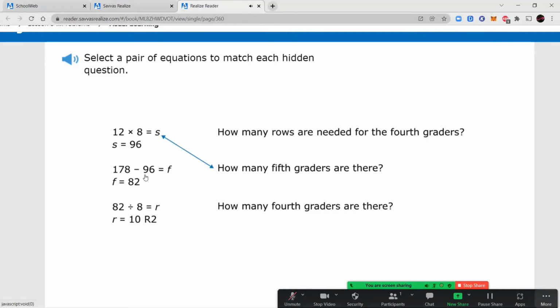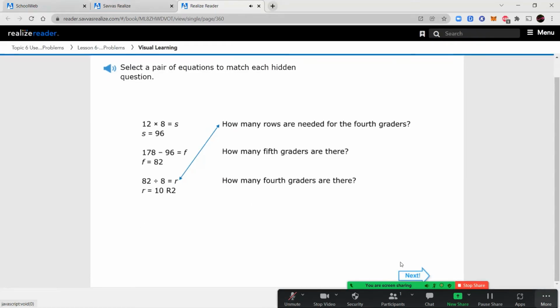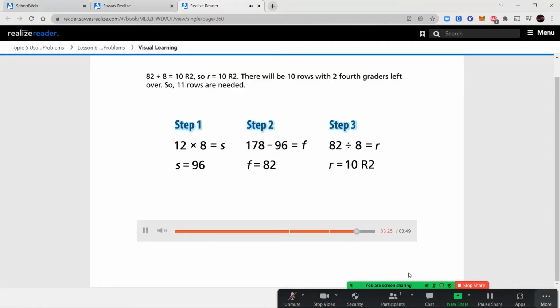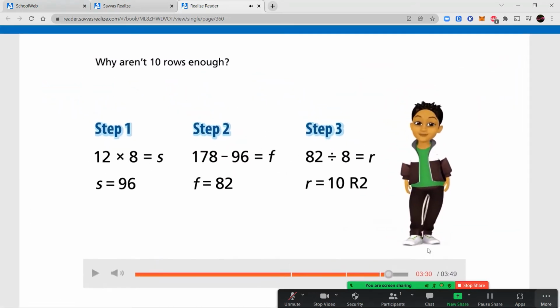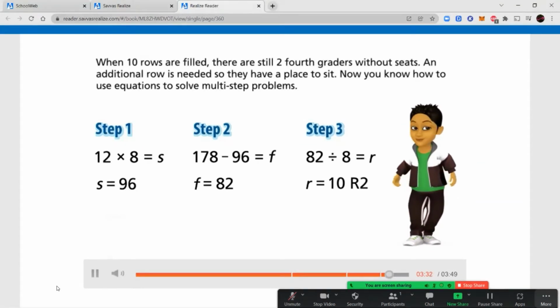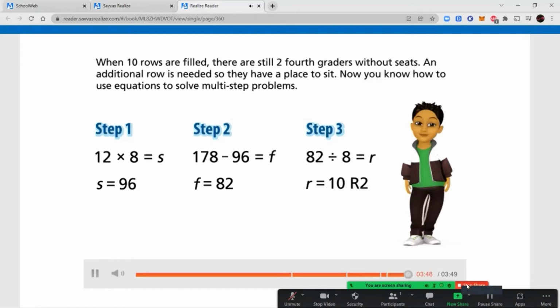How many 5th graders are there? How many 4th graders are there? How many rows are needed for the 4th graders? Why aren't 10 rows enough? When 10 rows are filled, there are still 2 4th graders without seats. An additional row is needed so they have a place to sit. Now you know how to use equations to solve multi-step problems. Great job!